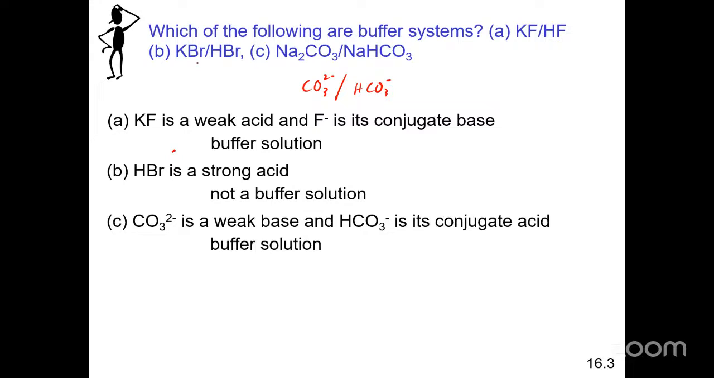Remember, by definition, a buffer solution is a mixture of a weak acid and the salt of that weak acid, or a weak base and the salt of that weak base. Just to give you a base example, this mixture here, NH3 and NH4+. This would be the weak base, and this would be the conjugate acid of that weak base. So that's also a buffer solution as well. That's just an example of a basic buffer solution. Any questions about this particular example?